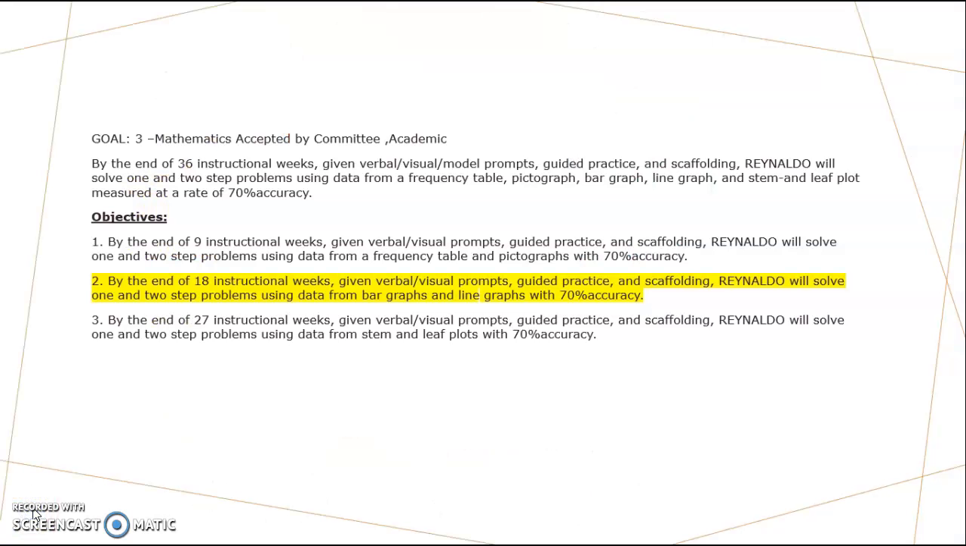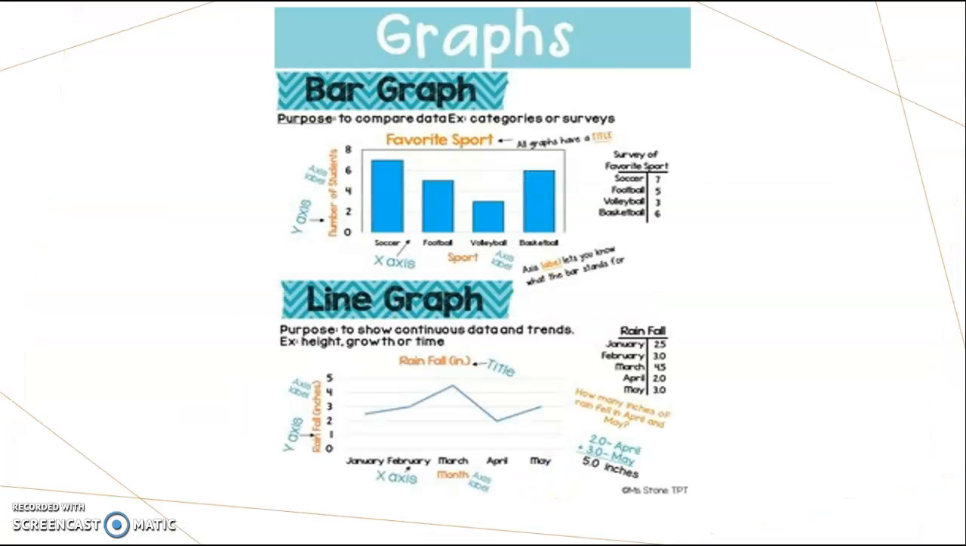So for goal number 3, Ray, we are going to continue talking about solving problems with bar graphs and line graphs. Here is an anchor chart telling us the difference between the bar graph and the line graph. The bar graph's purpose is to compare data, for example, categories or surveys. And our line graph is to show continuous data and trends, for example, height, growth, or time.